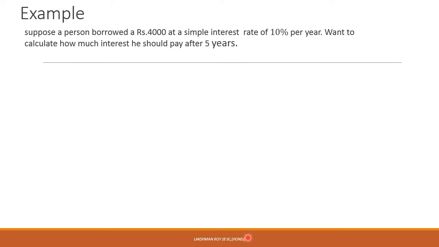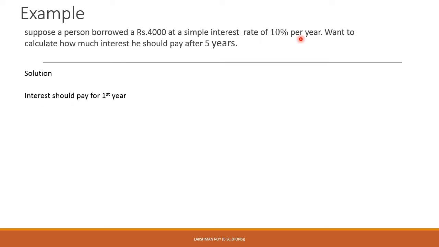So I'll explain how to calculate simple interest. See this example. A person borrowed 4,000 rupees at a simple interest rate of 10% per year. We want to calculate how much interest we should pay after 5 years. You can see here, after 5 years, right? The interest rate is 10% per year. Right. So we go to the solution.